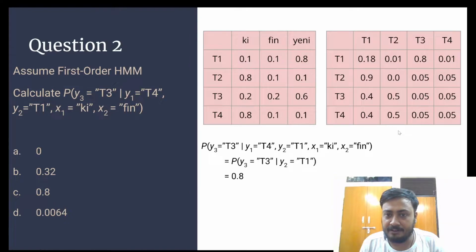So while breaking down, remember the two main things. yi depends on yi minus 1 and xi depends on yi. Nothing else is dependent on each other. All the other things are independent.